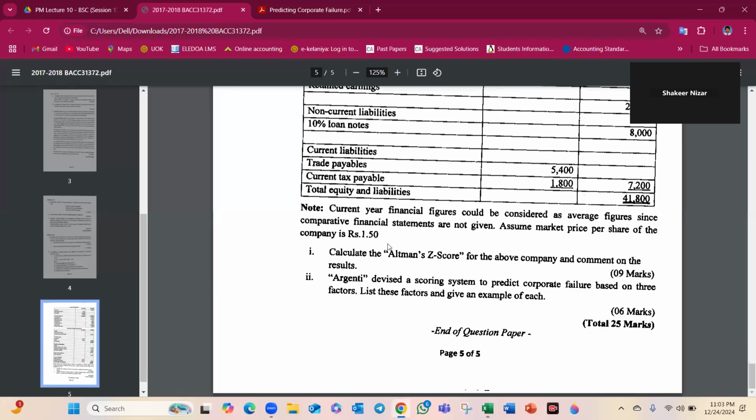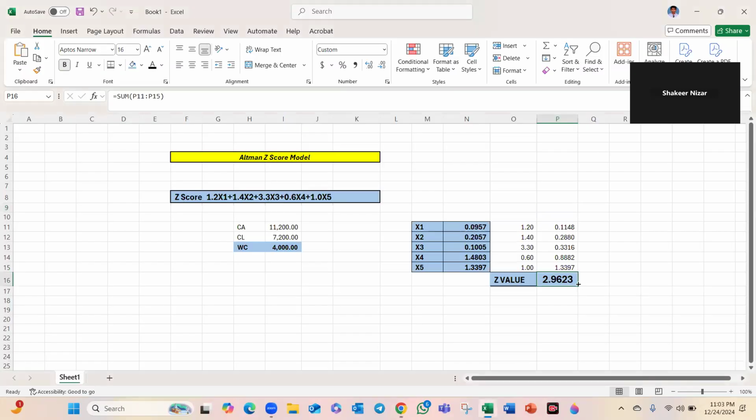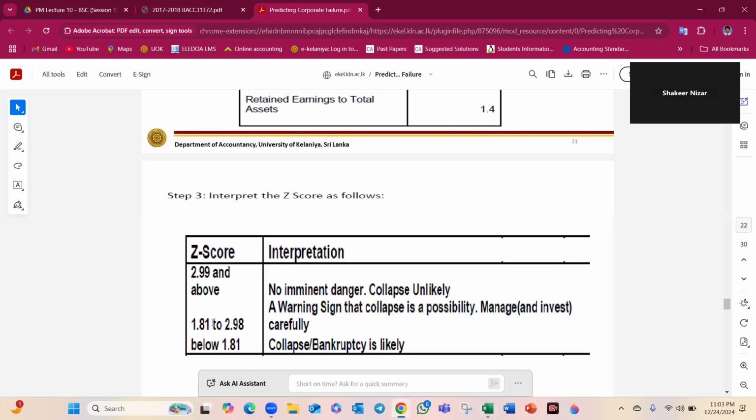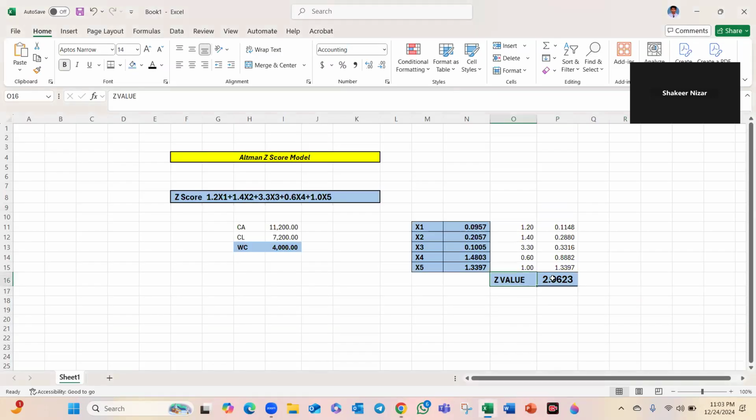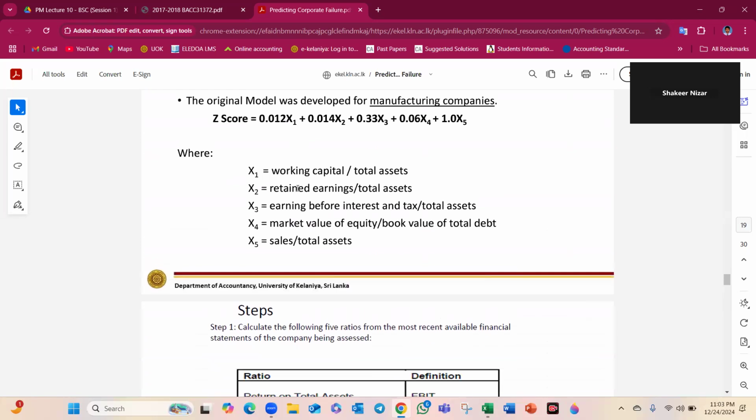So you want to calculate the ultimate Z score and comment on the results. The interpretation: greater than 2.99 and above, no imminent danger; between 1.81 and 2.98, caution; below 1.80, collapse. Based on this, it is 2.96, which means it is in this range. Careful attention is needed, and the company needs to increase their working capital, retained earnings, EBIT, and sales in order to increase the Z value more. That is the end of the session, and thank you all.